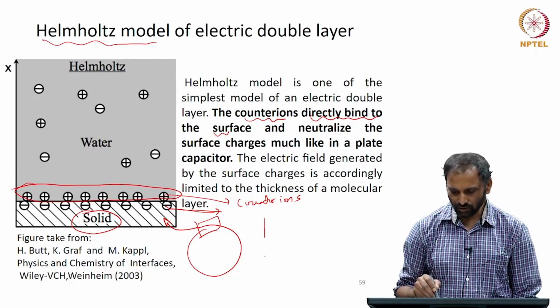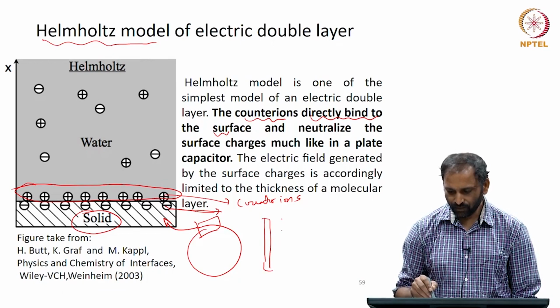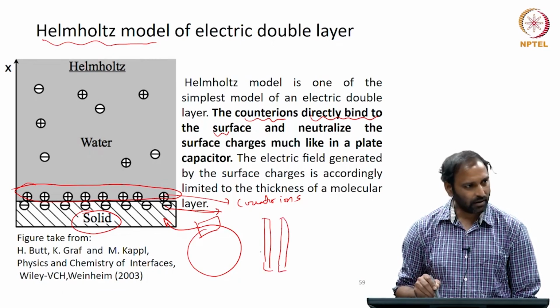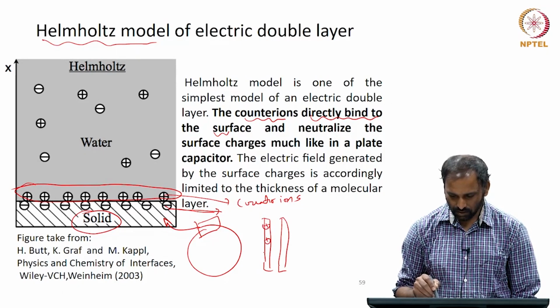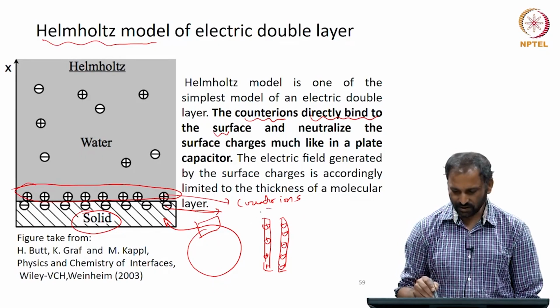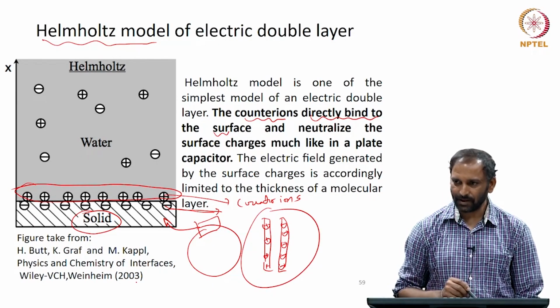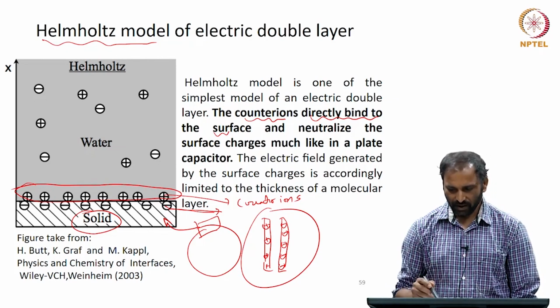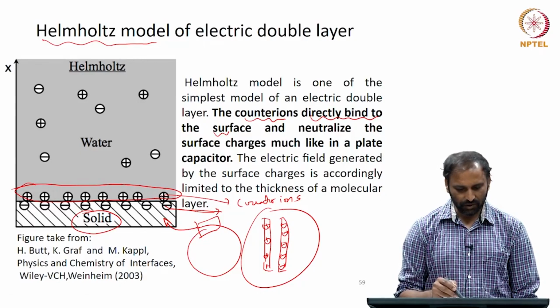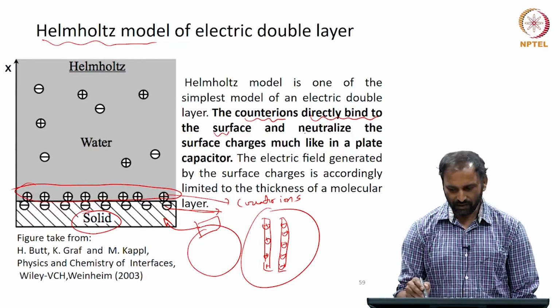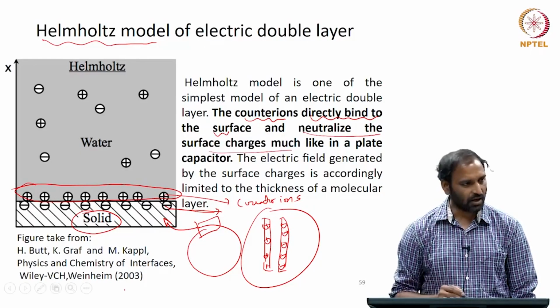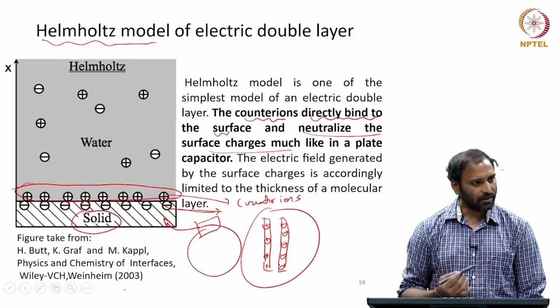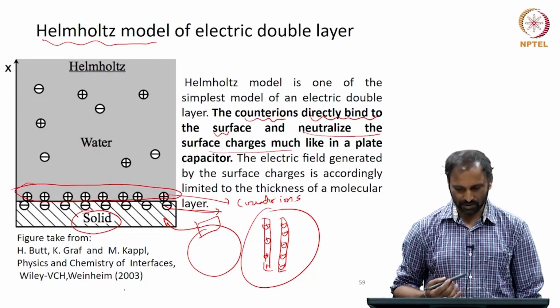Okay, so, capacitor, you can think about two plates, right, which are oppositely charged. Okay, so, that is a capacitor like arrangement, right. So, in this particular double layer model, it is assumed that the counter ions directly bound to the surface, and then they neutralize the surface charge and give you some kind of an arrangement which looks like a capacitor. Okay.